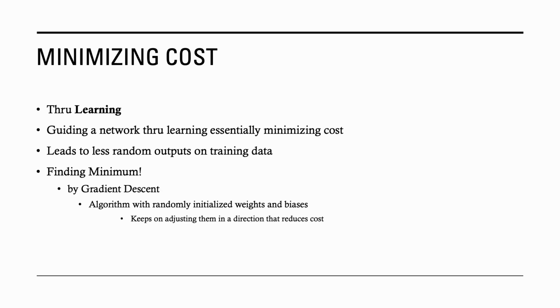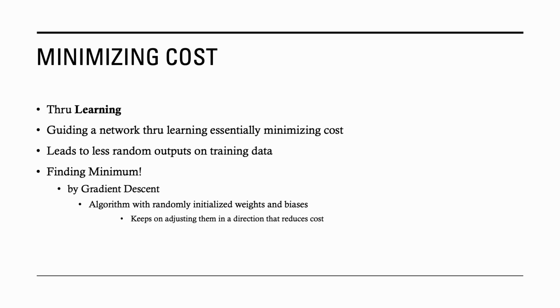So in order to minimize cost, we could do so through learning. Guiding a network through learning helps us to minimize the cost and leads to less random outputs on training data, so we don't get sporadic replies that don't make sense. And obviously that's done through learning. Kind of crazy but logical at the same time.